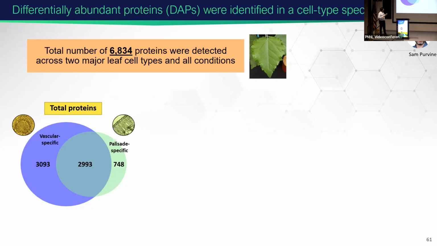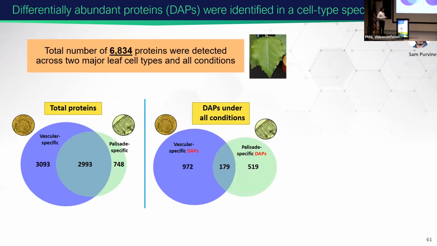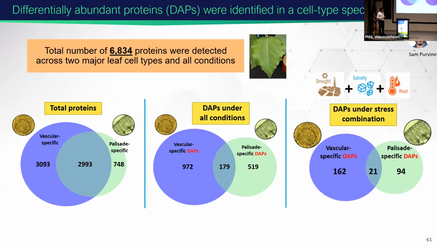So stringent parameters were used to identify these proteins. And as you can see, among the 6,800 proteins, we saw some proteins to be palisade specific and some vascular specific, and there was an overlap. So what happens to differentially altered proteins, proteins that change in stress versus control? What we saw is the same pattern, a unique set of proteins that comprise palisade that respond to any stress condition, and then the same for vascular. And the same we see for combination stress condition.